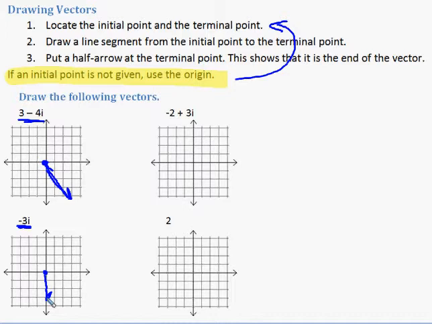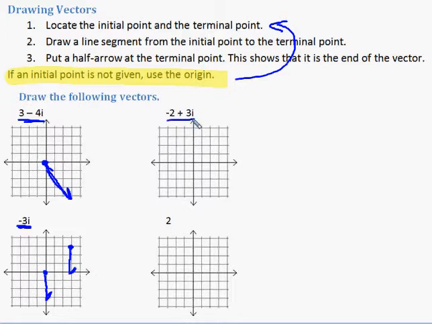I mentioned before that you don't need to start at the origin. If we did this over here, let's just pick this as our initial point. We could still go down 3, 1, 2, and 3. That vector also represents -3i. So it doesn't matter where you start.